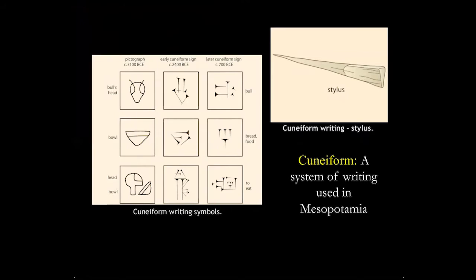So cuneiform is a system of writing. Cuneiform is not the language. Cuneiform is similar to an alphabet. It's a system that's used to convey the language to the reader. You can see on the left side here that writing starts as pictographic writing. So this is where the image corresponds directly to the idea. So an image of a bull's head means bull's head. Image for a bull means bull. This becomes difficult when you see down here, the head and the bowl together. Well, is that eating? Is that drinking? So it becomes more difficult to use pictographs when you have verbs, when you're trying to depict action.